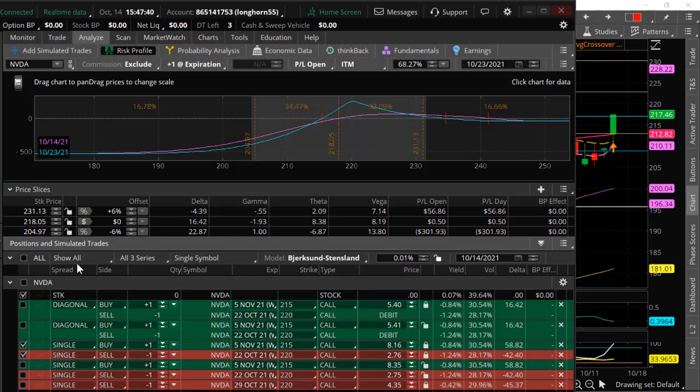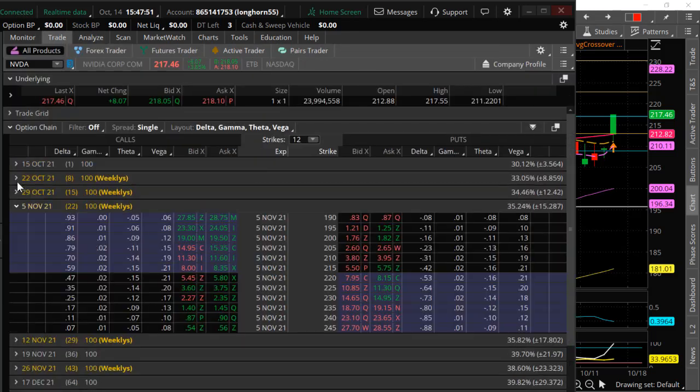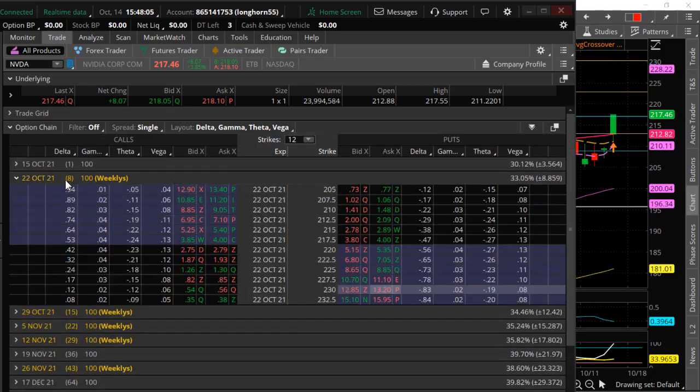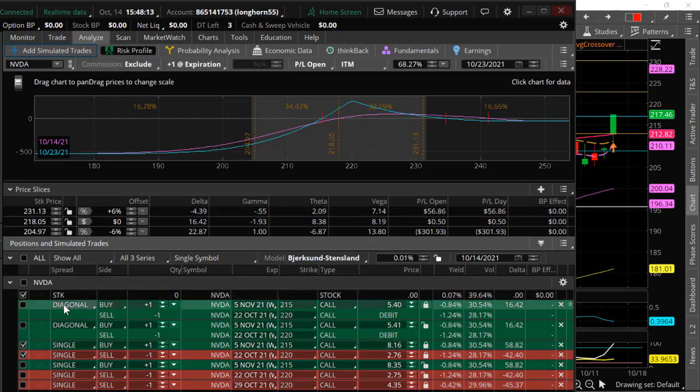So here's the trade setup and how we could amortize and adjust it if we need to. With this trade, we went out to the 5 November series, 22 days out, and bought the 215 call. Then to hedge it and reduce our risk, we sold against it the October 22 series, 8 days to expiration, so faster, accelerated theta decay, and sold the 220 against it. What we end up with is a calendar diagonal: long the 5 November 215, short the 22 October 220, at a debit cost of $5.40, or $540.